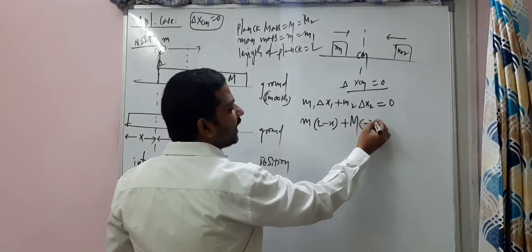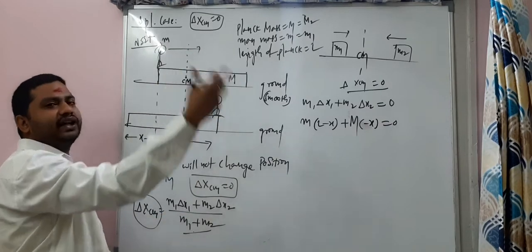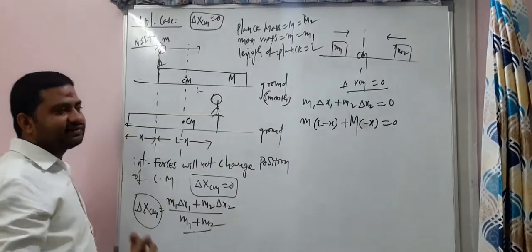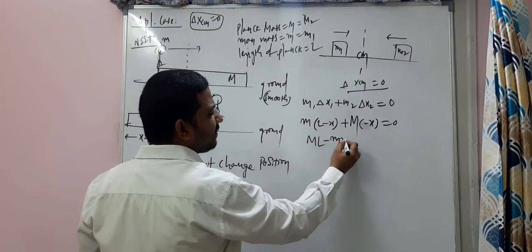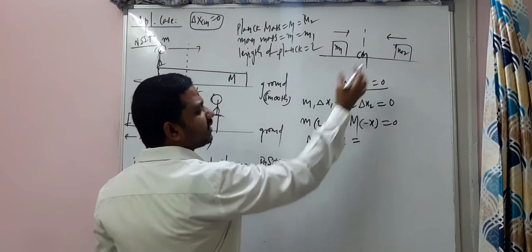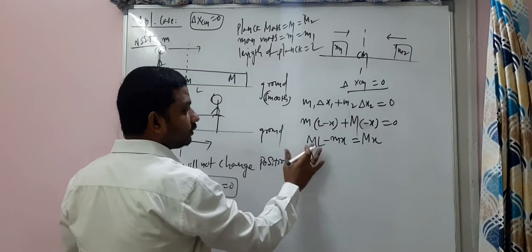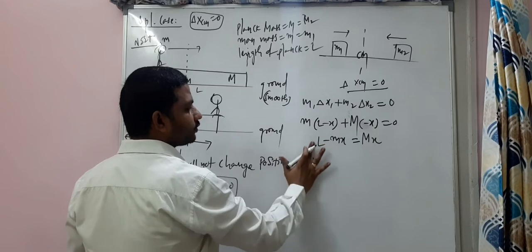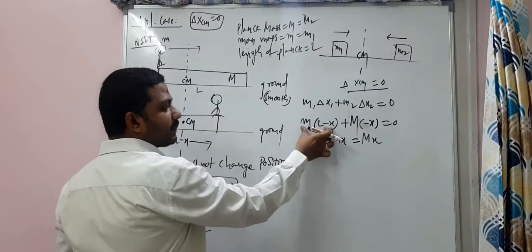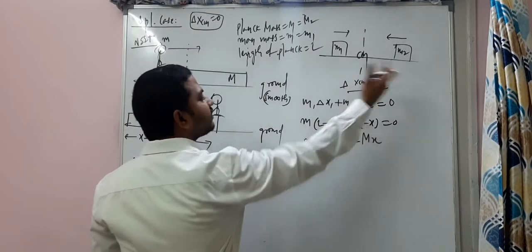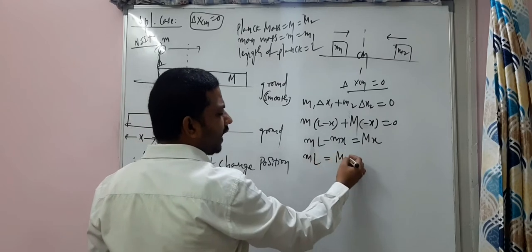So that is in the opposite direction, students. The man is moving in this direction. If you consider that as positive, the other side is negative. So what can I write? mL minus mx is equal to capital Mx, this minus mx goes to the other side, it becomes plus mx. Sorry, it's small m. I hope it's clear up to here. I've just expanded this, and this minus mx is taken to the other side. Small m into L is equal to capital Mx plus mx.